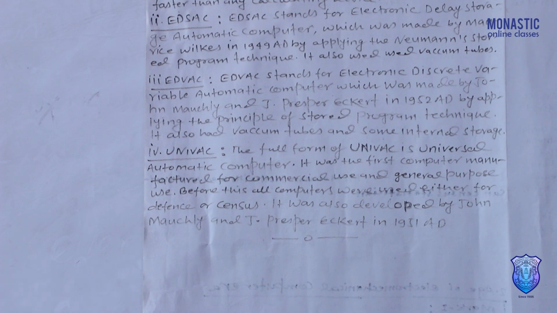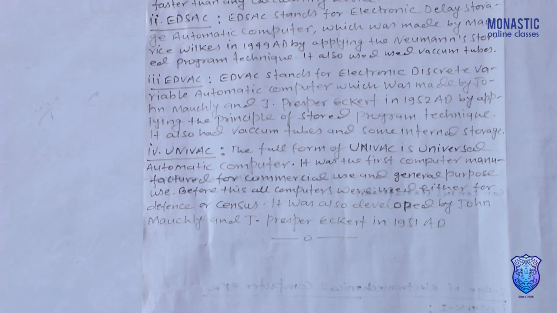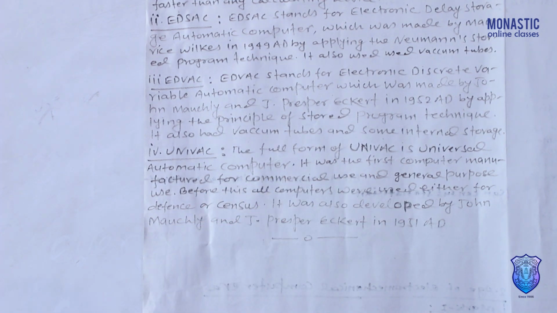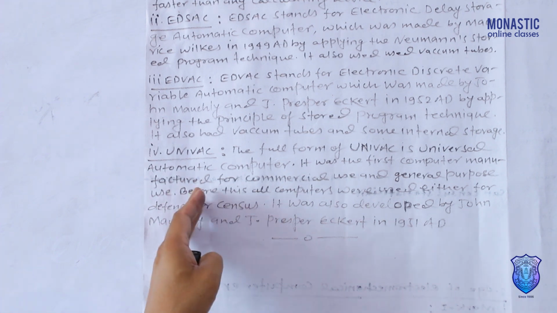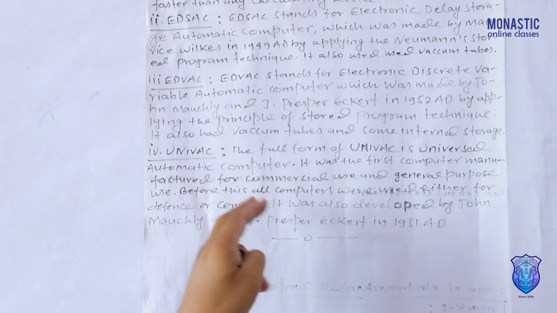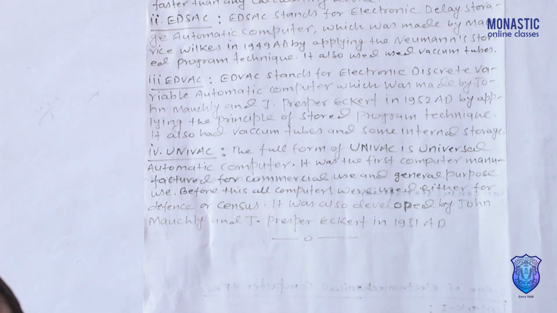Now, the last one is UNIVAC. The full form of UNIVAC is Universal Automatic Computer. This is the first computer that was developed for general purpose and commercial use. Before this, all the computers which were developed were either for defense or war or census, and this is the first computer used for general and commercial use.